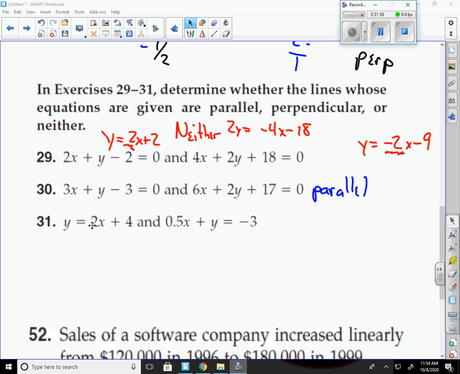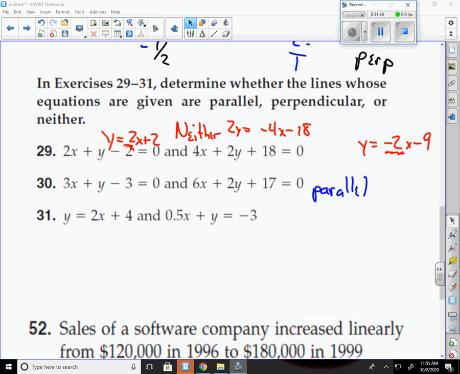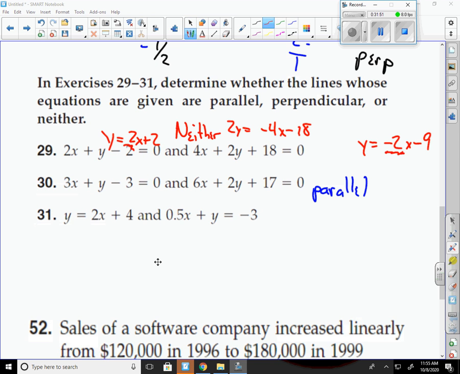I have 2x plus 4. Subtract the 0.5x over. That gives me -0.5x or -1/2x minus 3. So that is going to be perpendicular.